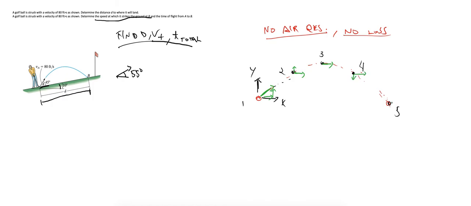So, providing that I'm doing an okay job at drawing, you should notice something. I'm going to highlight it. Every component of the velocity in the x direction does not change, neither magnitude nor direction. Why? Because there's no air resistance and no loss, right? But what happens with the y direction?